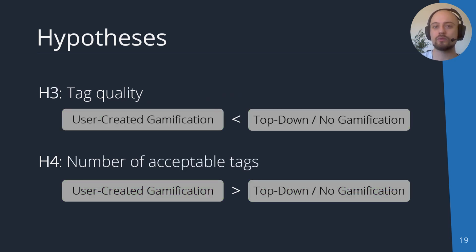Now regarding H3, we are only able to partly support it. We found that user-created gamification had worse tag quality compared to no gamification, but we cannot say the same for user-created gamification and top-down gamification. But regarding H4, the number of acceptable tags, we can fully support this hypothesis again. Filtering out the tags of bad quality led to the significantly highest amount of tags in the user-created condition.